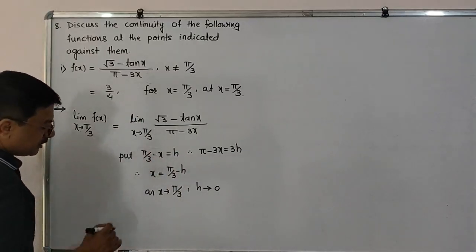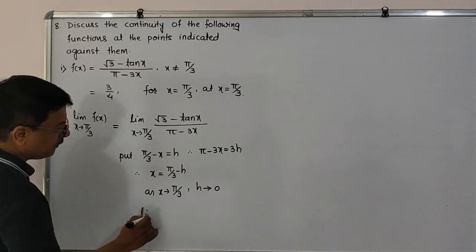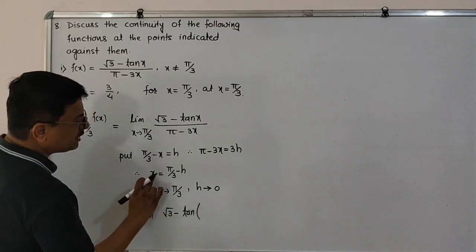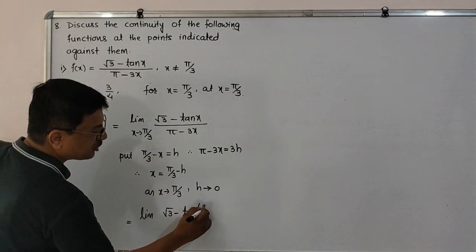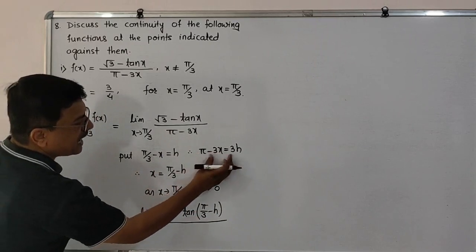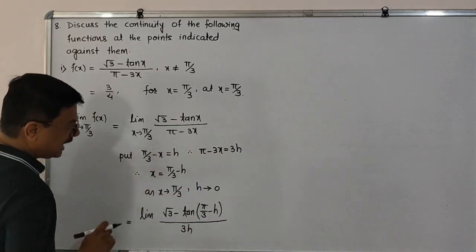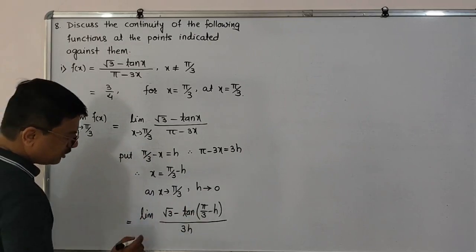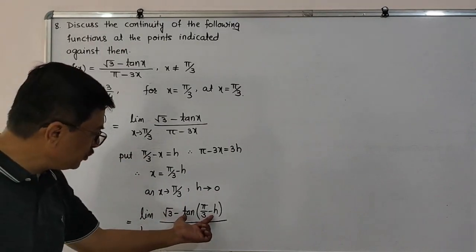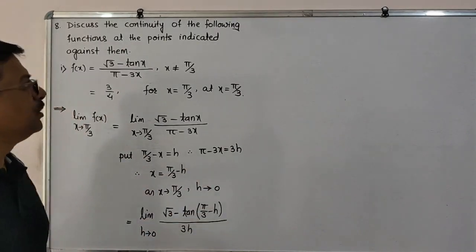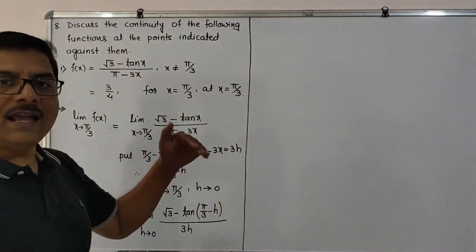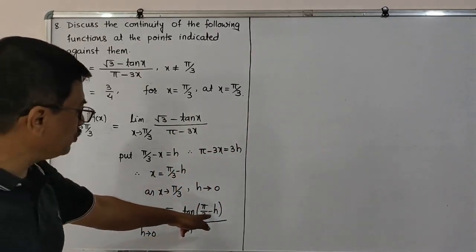Now this limit becomes the limit of (root 3 minus tan of (pi by 3 minus h)) divided by 3h, as h tends to 0. While solving this example, we have to use the formula for tan of (a minus b). We know that tan(a minus b) is equal to (tan a minus tan b) upon (1 plus tan a into tan b).